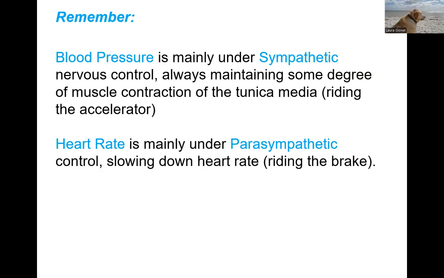Heart rate is mainly under parasympathetic control. We're always riding the brake on the heart. Again, you have intrinsic control, the heart is autorhythmic. We have different sources of heart rate generated from the SA node, the AV node, and the Purkinje fibers. And for the most part, you're at rest or doing things. You don't need your heart bumping 100 beats per minute. So the parasympathetic division is stimulated and secreting acetylcholine so that you slow down heart rate and conserve energy.